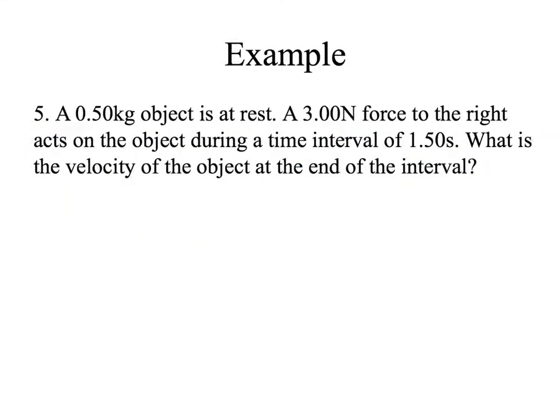In the last one, I have a 0.5 kilogram object that is at rest. A 3 Newton force to the right acts on the object during a time interval of 1.5 seconds. What is the velocity of the object at the end of the interval? Okay, so I am given this information that tells me the mass of the object, so I know M is 0.5. It's at rest, so that tells me that it's starting off initially at 0. It's not moving.